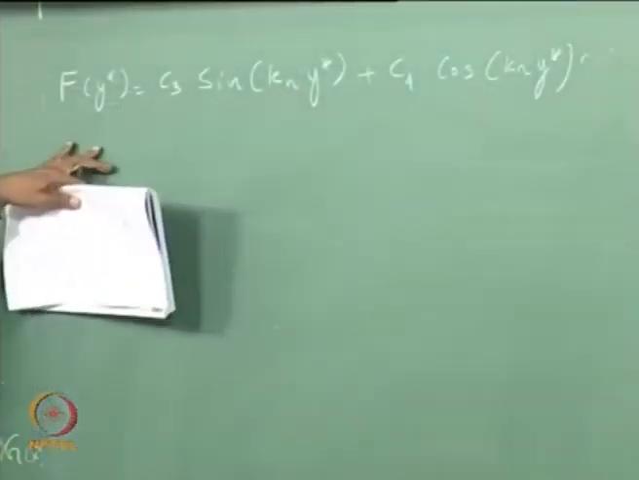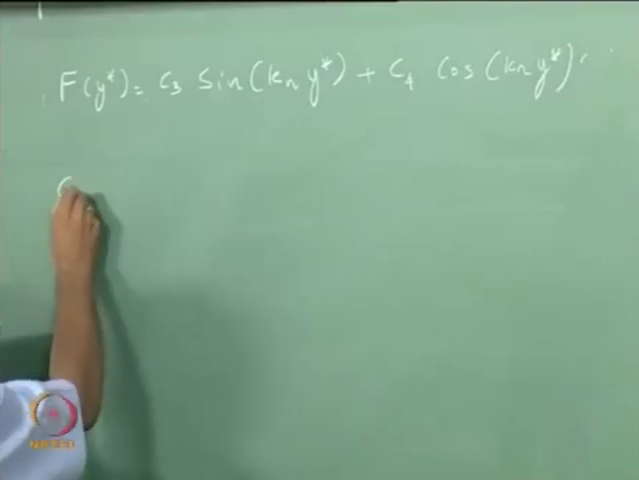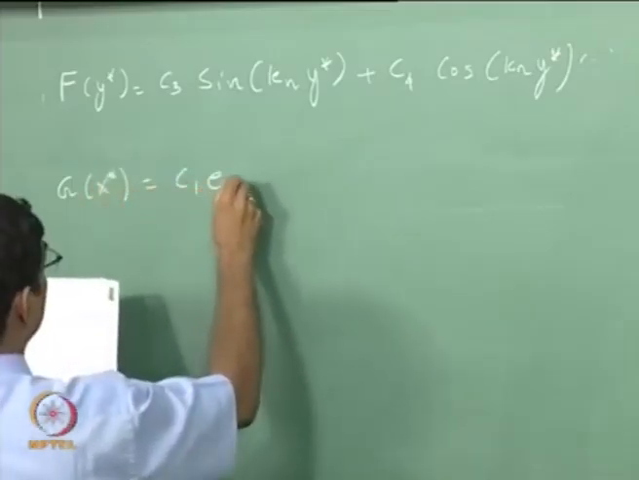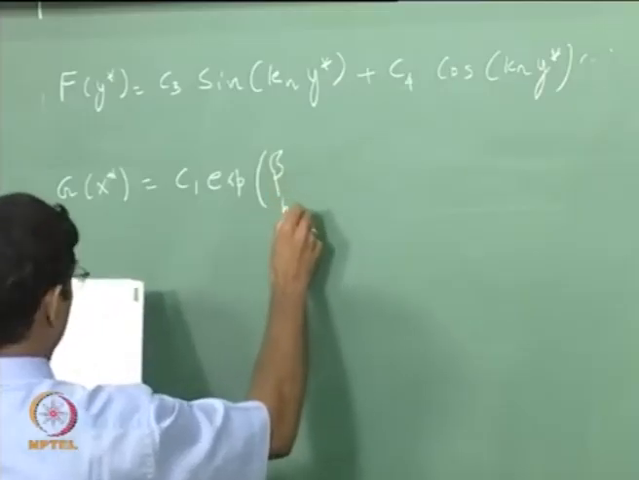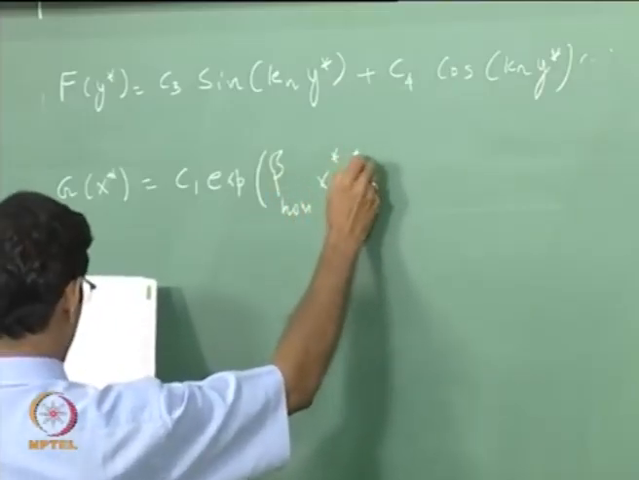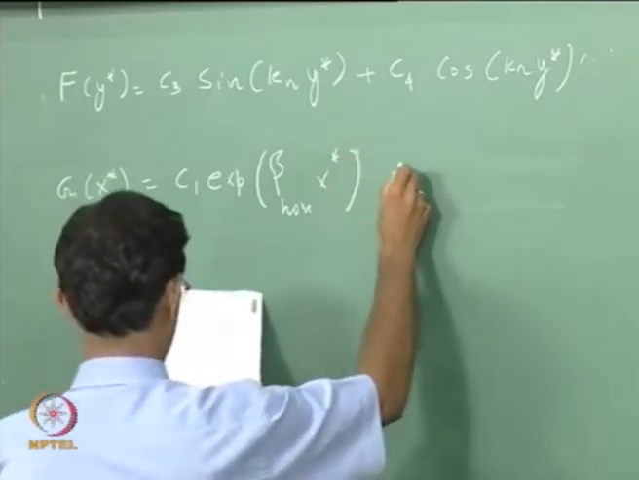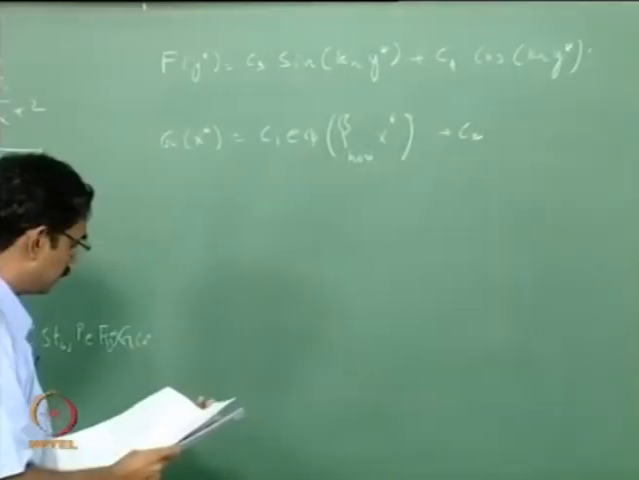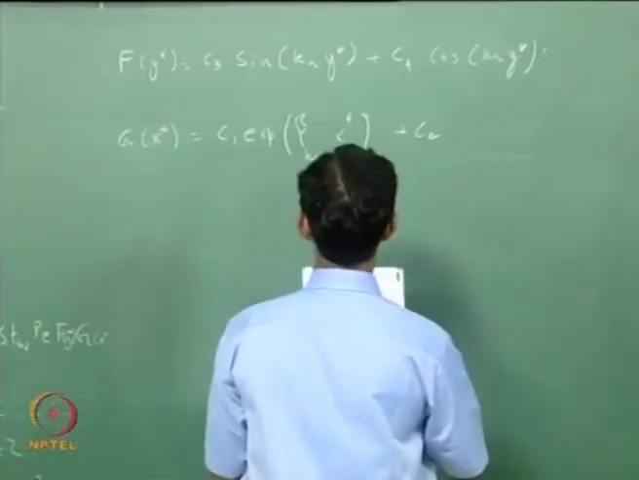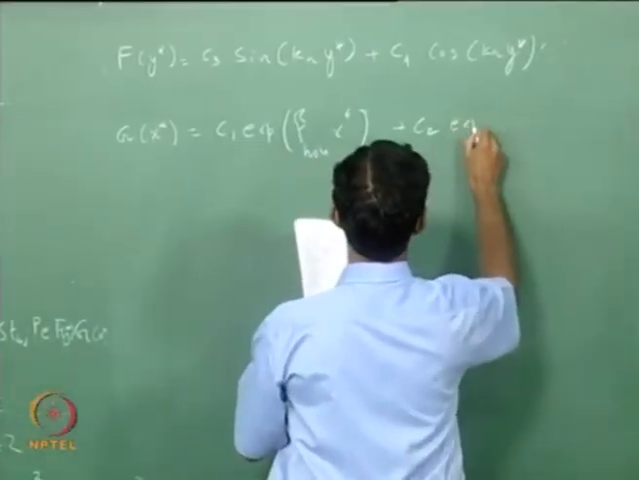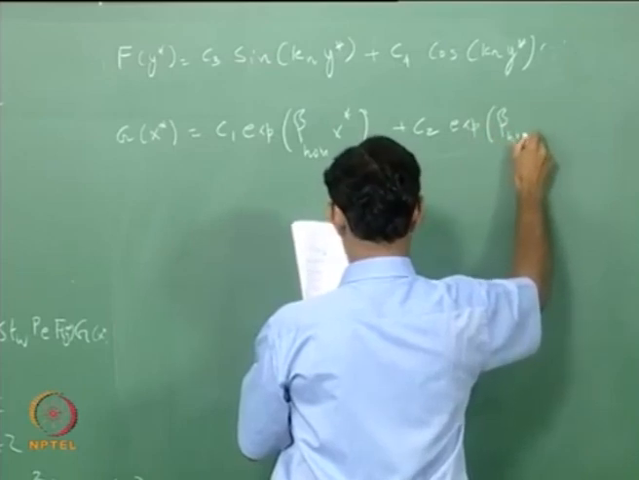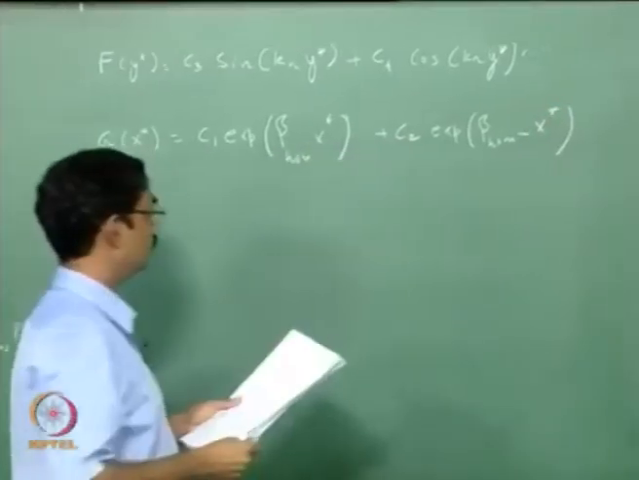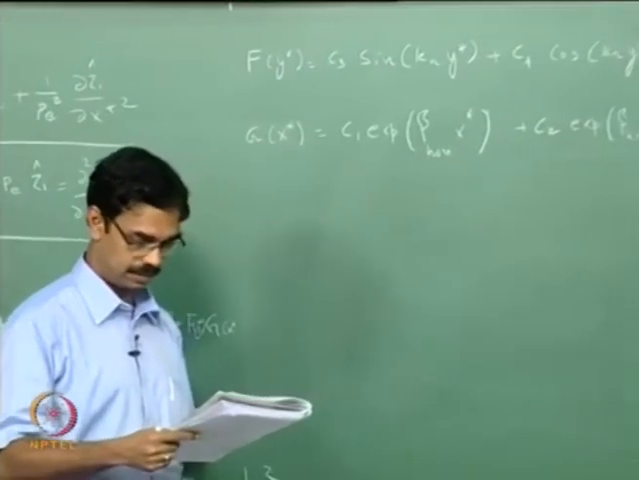This is the solution for f, and g of x star would be of the form c1 exp beta homogeneous x star plus and minus. Beta will have two roots, so one will be positive, one would be negative.